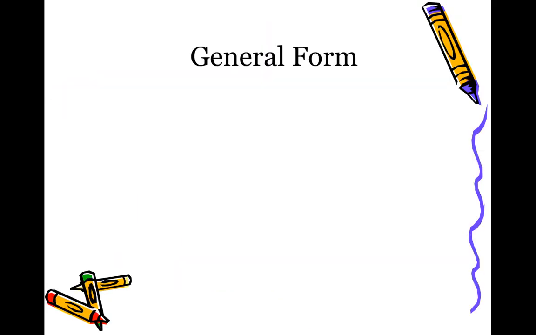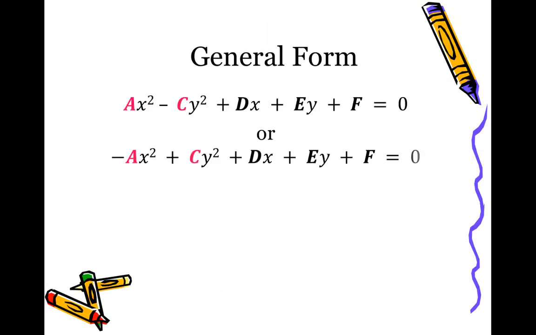So hyperbola. The general form is Ax squared minus Cy squared plus Dx plus Ey plus F equals 0, or negative Ax squared plus Cy squared plus Dx plus Ey plus F equals 0. So these two have different signs. There is an x squared and a y squared, but A and C do not have the same sign. One is negative and one is positive.